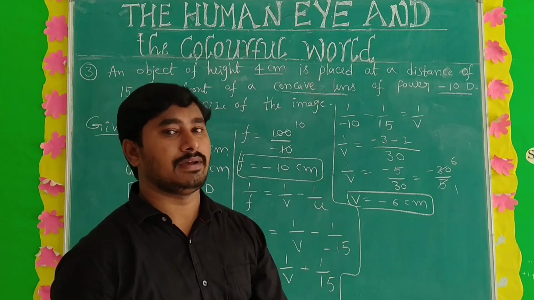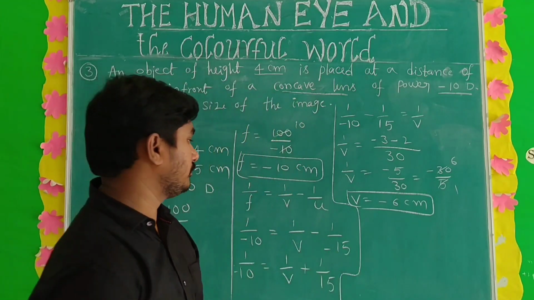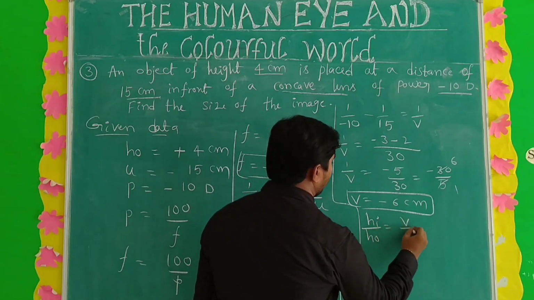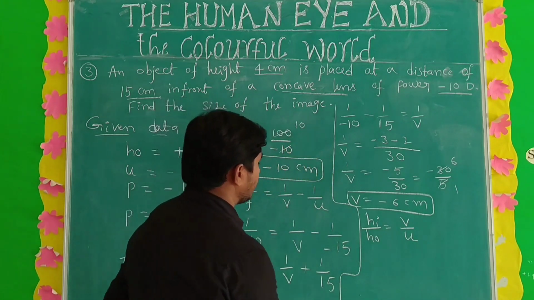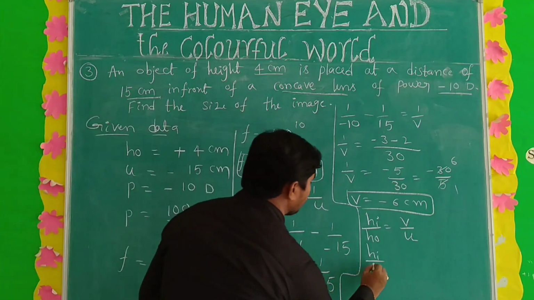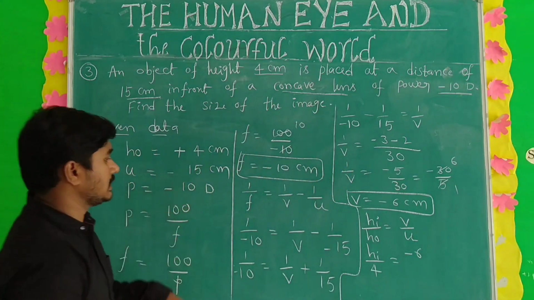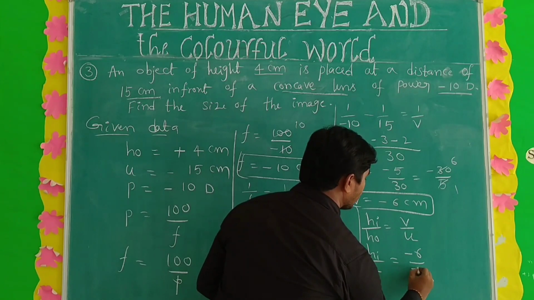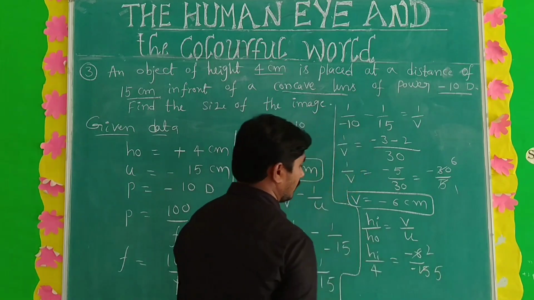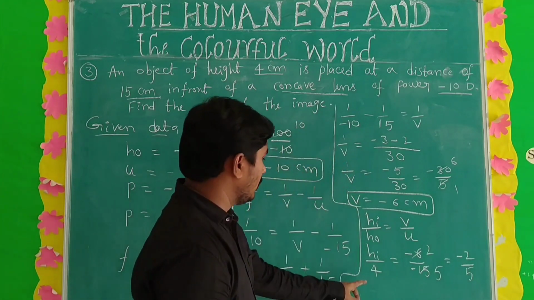The size of the image means you know very well the magnification formula. What is the magnification formula? HI by HO is equal to V by U. HI means height of the image, HO is the height of the object. You want the HI value. HI by HO, the height of the object is 4, is equal to V value minus 6 and U value minus 15. Minus 6 by minus 15: take 3, 3 2s are 6, 3 5s are 15, so minus 2 by minus 5.